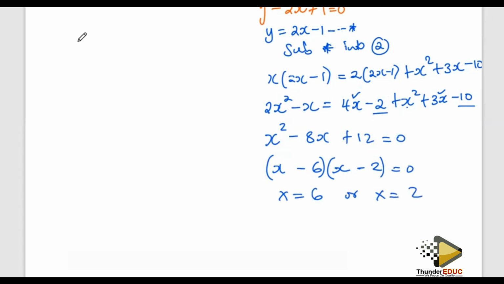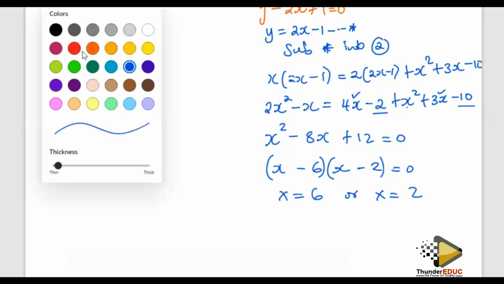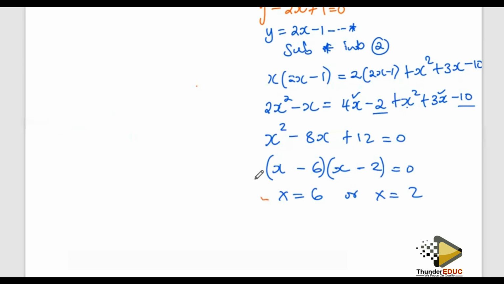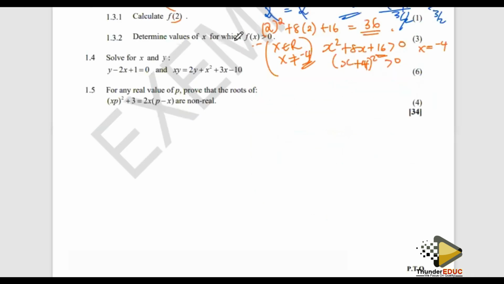Then I'll get my values of x and substitute them into equation star. So my y, if x is 6, will be 2 times 6, that's 12 minus 1, that's 11. If x is 2, 2 times 2 is 4, minus 1, y is 3. So it's either 6 and 11, or 2 and 3. That's what I'm ending up with.